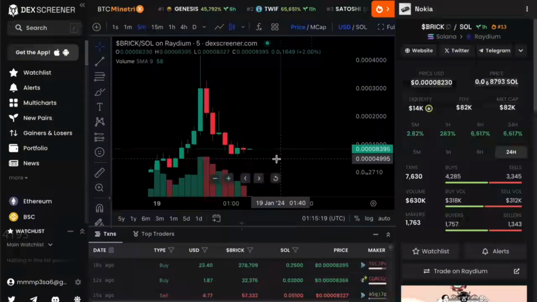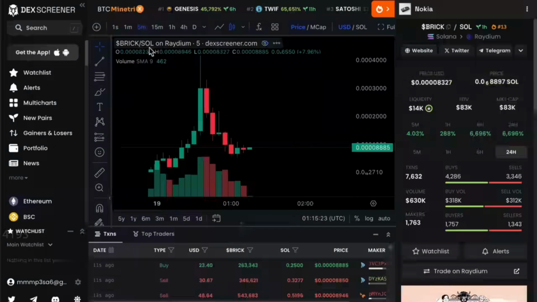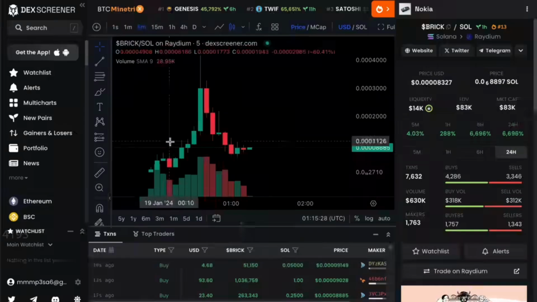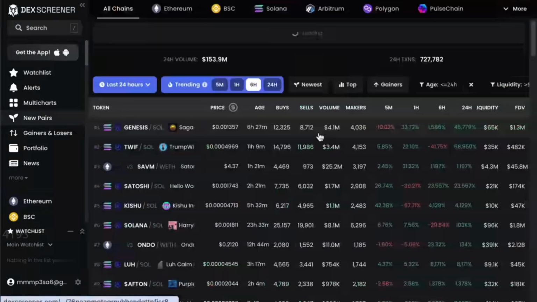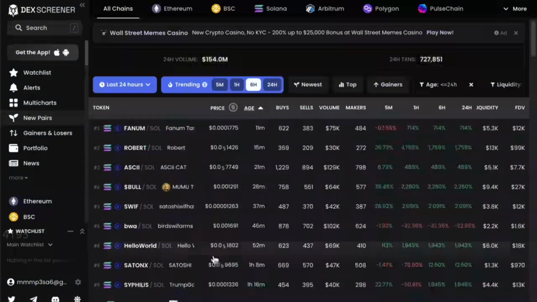We already discussed Dex Screener. It's my favorite tool. And this is where we are right now. Now, one thing I like to see, I found this one called Brick/SOL. And I found this on new pairs. So just remember, you go into new pairs, scroll by age, most recent, and any of these recent ones you can open into a new tab and have a look.